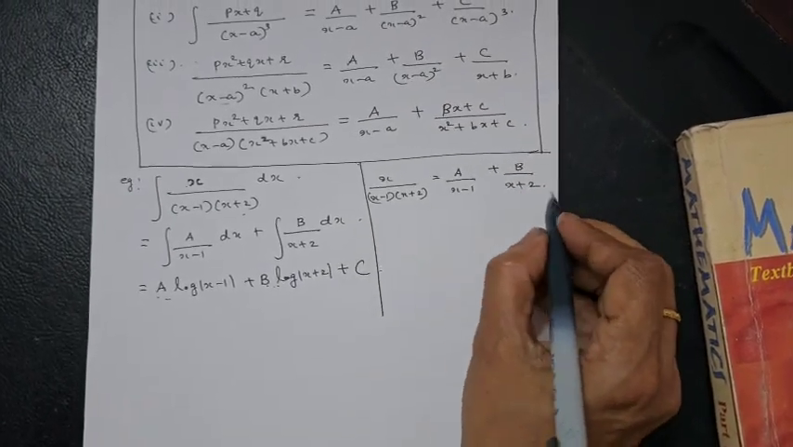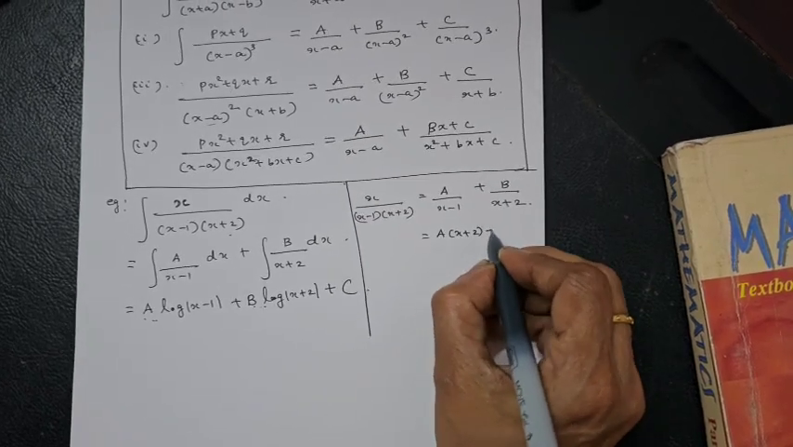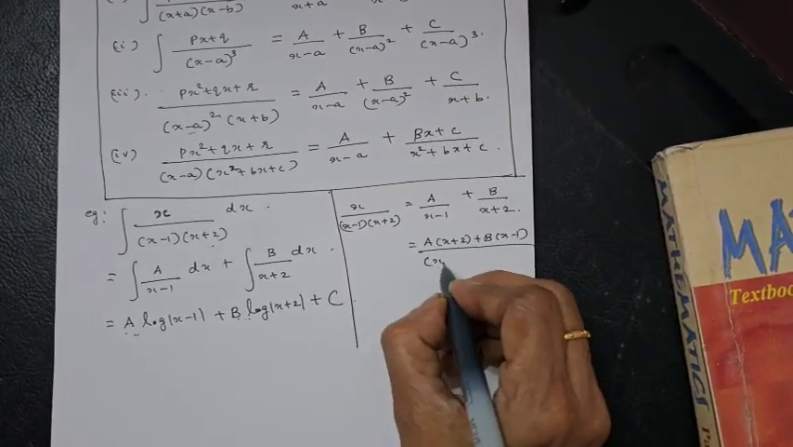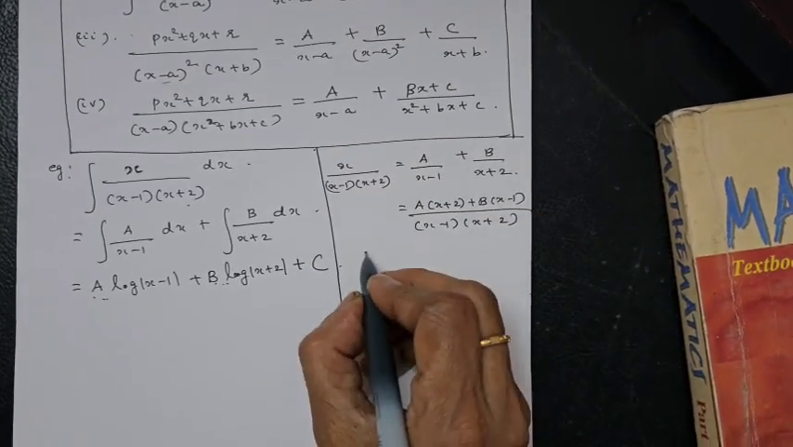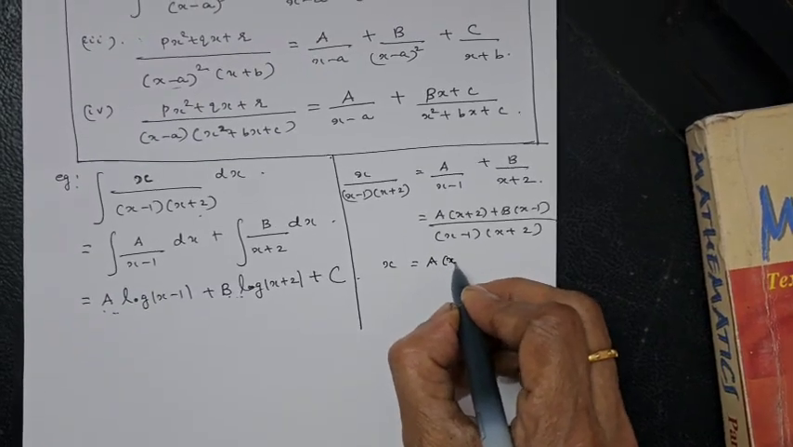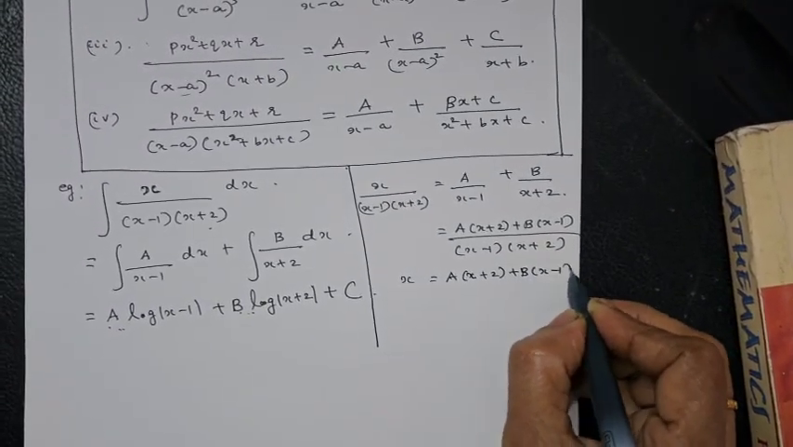So let us take the LCM. It is a into x plus 2 plus b into x minus 1, by x minus 1 into x plus 2. Being the denominator the same, we can equate the numerators. x is equal to a into x plus 2 plus b into x minus 1.